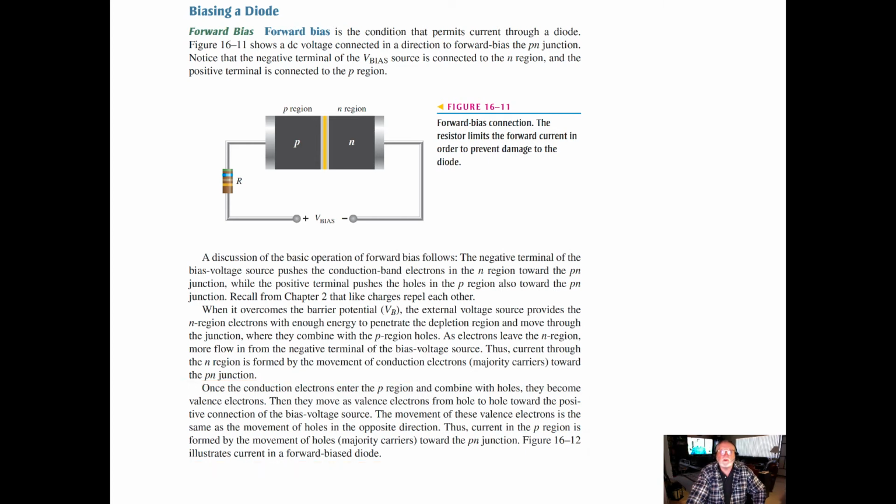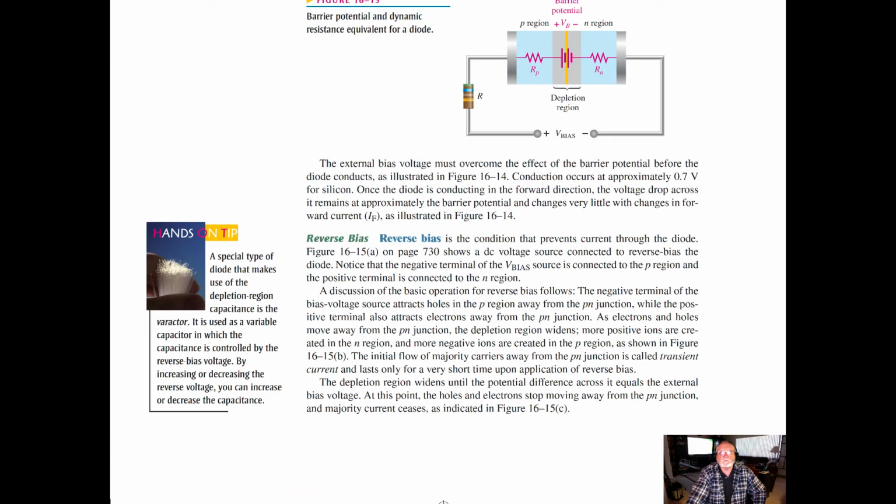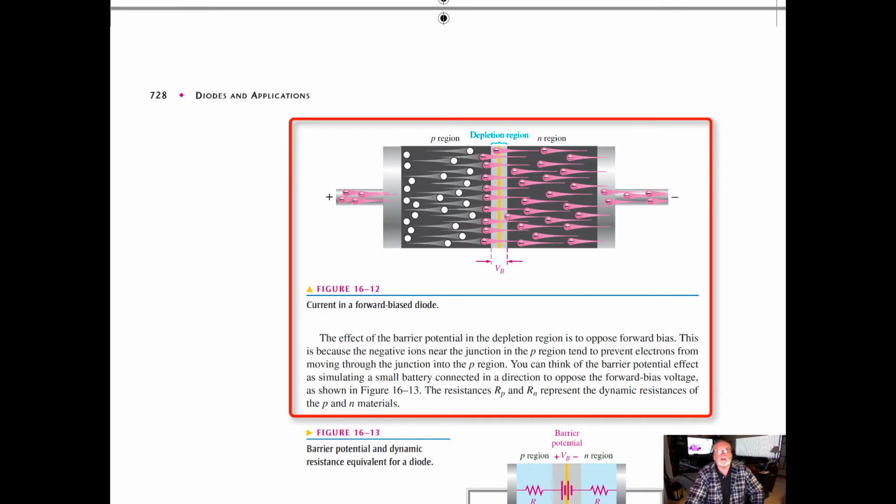Figure 16.2 in your text illustrates the current in a forward biased diode. So you can see here the depiction of current in the forward bias diode. It looks like a very rushed operation going on here as these electrons and holes are scrambling to hook up with each other. Electrons filling holes, holes taking on electrons.